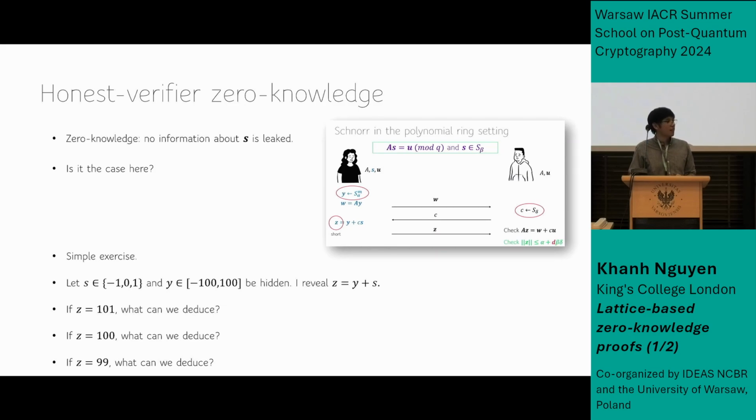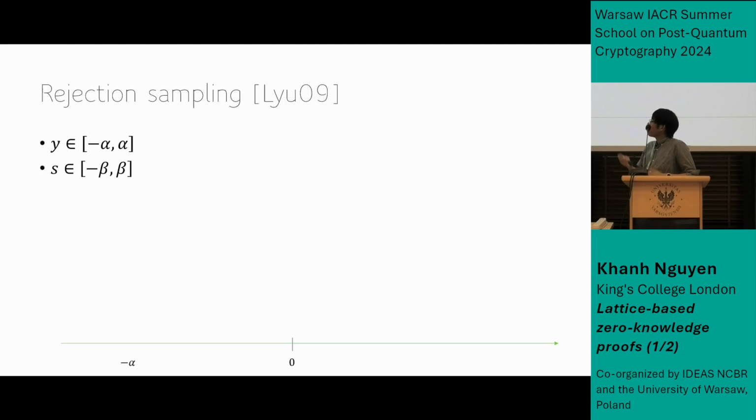Yes, the answer was that if Z is 101, then S is equal to 1. So in this particular case, for some values, we do reveal some information about S. And if Z is equal to 100, then we can deduce that S could be either 0 or 1. But if Z is equal to 99, who knows? So this boils down to the idea of rejection sampling for the uniform distribution.